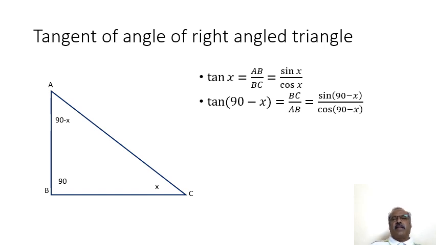So tangent of 90 minus x is BC by AB, which is sine of 90 minus x upon cos of 90 minus x, which is also going to be equal to cos of x upon sine of x. Notice that tangent of 90 is infinity because sine of 90 is 1 and cos of 90 is 0. So 1 over 0 we normally call infinity in this case.